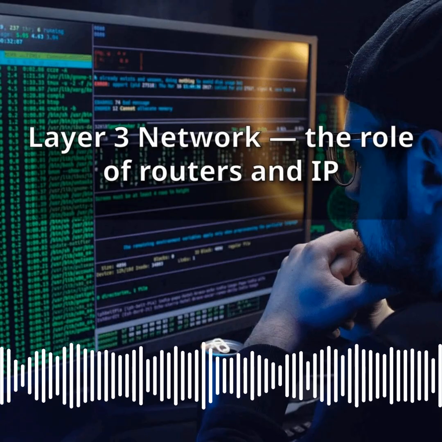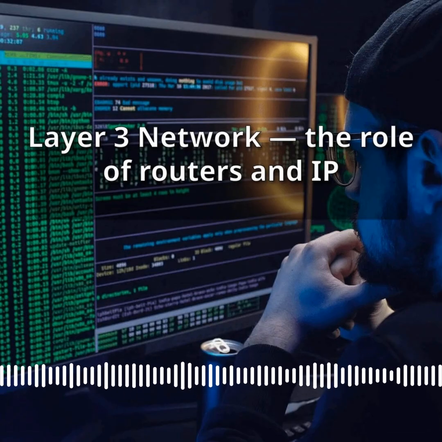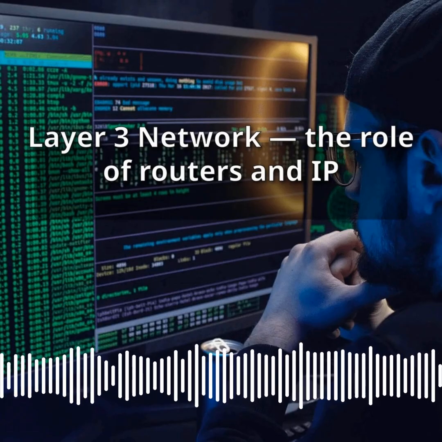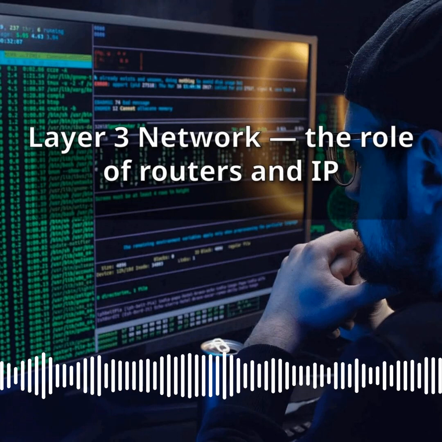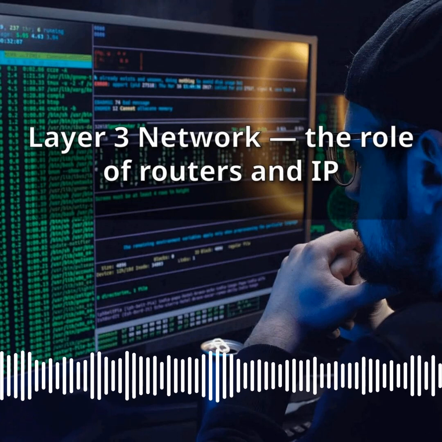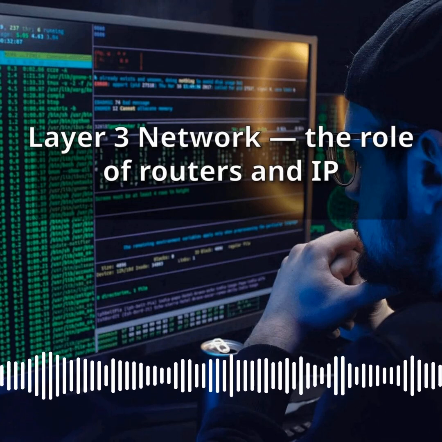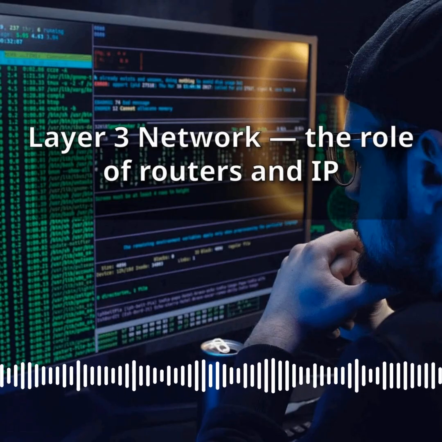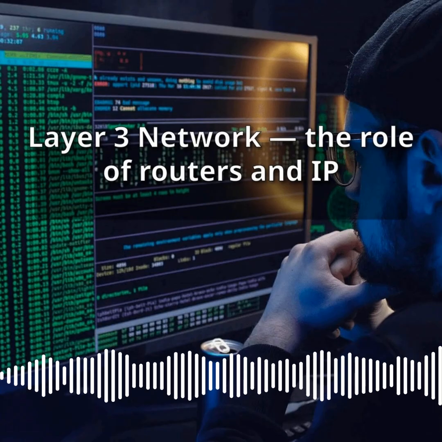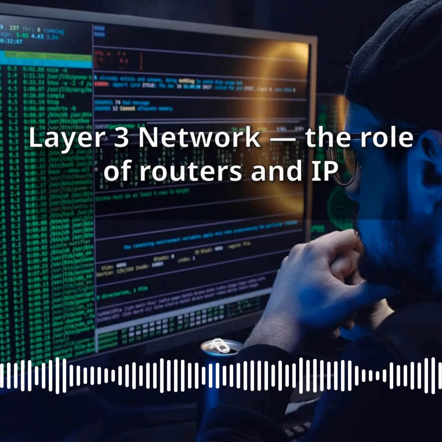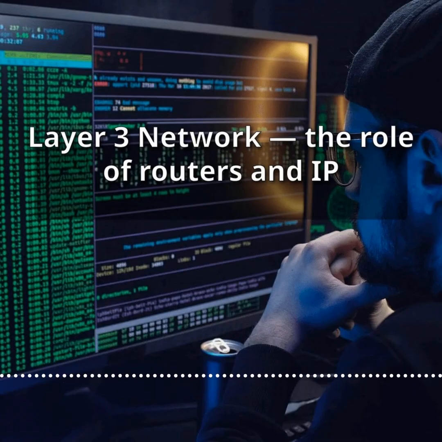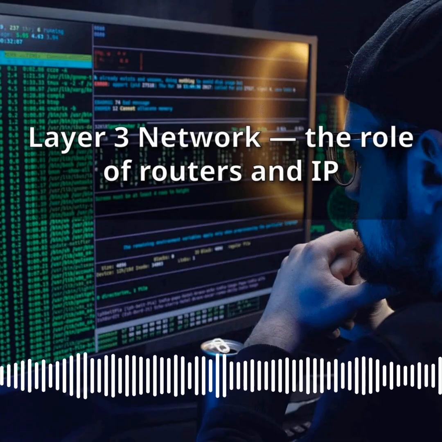Now it is time to go one step higher and understand what happens when data needs to travel beyond a single local network. This is precisely what layer 3, the network layer, is designed to handle. Layer 3 is the layer responsible for routing data between different networks. It introduces two fundamental concepts that you must master: IP addressing, Internet Protocol addressing, and routing. These two concepts are inseparable and form the backbone of how the entire Internet, and any private network of networks, functions.